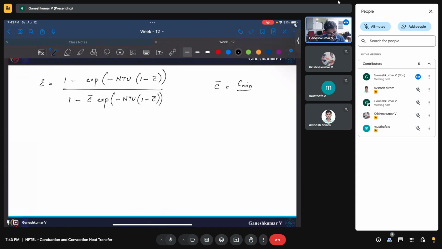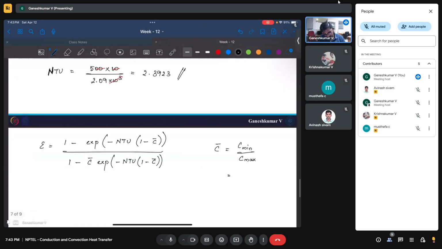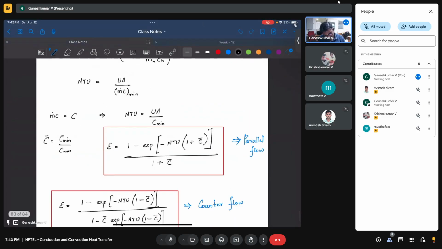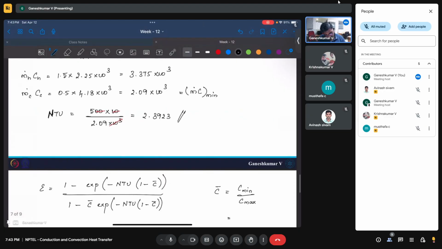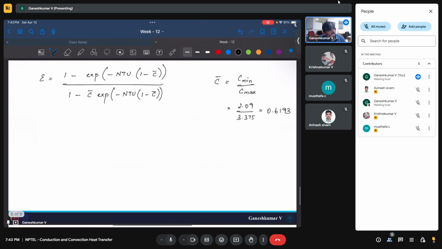This is C min by C max. So this you can readily calculate. C bar, C min by C max, is going to be 2.09 by 3.375, which should be around 0.6. Yeah, so it's 0.6193. Now we know NTU, we know C bar, so you can directly find epsilon.